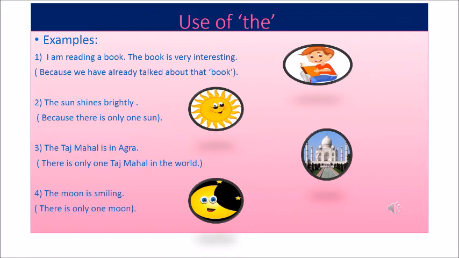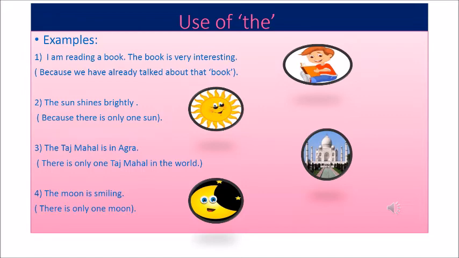The moon is smiling. Now there is only one moon. We don't have 3, 4 moons. So here again we are going to say the moon is smiling. We can't say a moon is smiling. It will be wrong. Why? Because we have only one moon. So we have to write the, not a moon. The sun, not a sun.